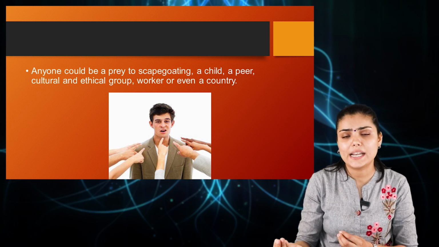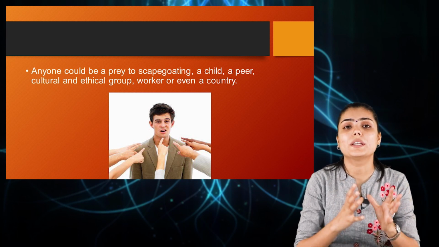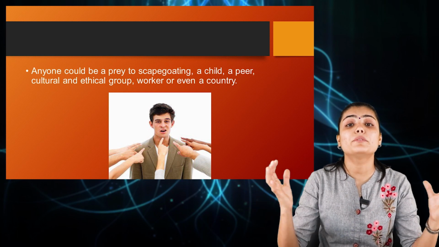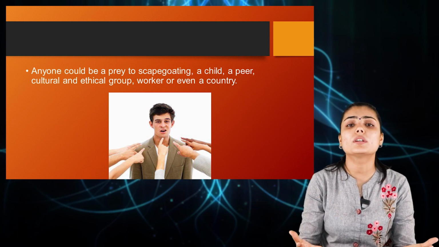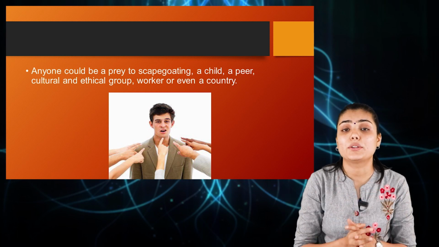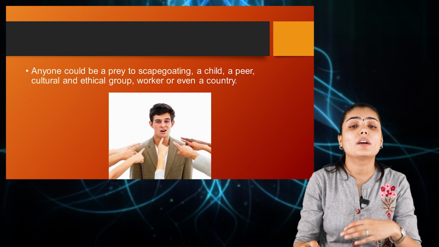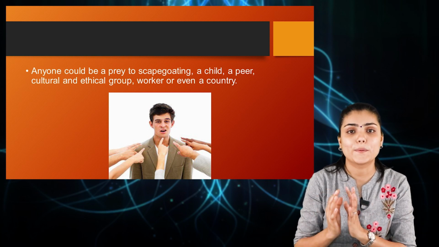It could be a child, it could be your friend, it could be a cultural or ethnic group, it could be a worker, or it can even be a country. So, scapegoating is nothing but blaming others for the mistake that you have committed. The person who gets blamed for the wrongdoing of other people is called a scapegoat, right?